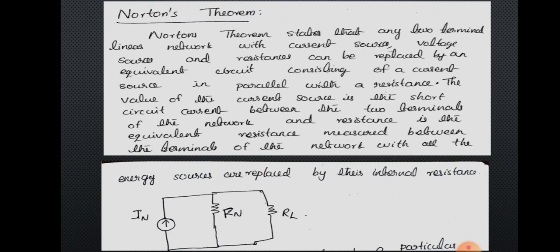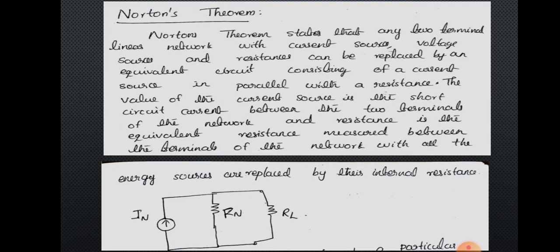And the value of the current source is the short circuit current between the two terminals of the network, and the resistance is the equivalent resistance measured between the terminals of the network with all the energy sources replaced by their internal resistance. And the Norton's equivalent circuit is shown in the figure, that is IN is a current source, RN is the parallel resistance, RL is the load resistance.